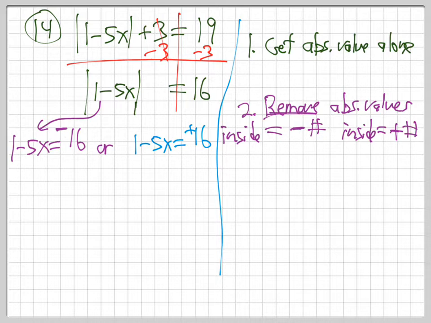So step 1, get the absolute value alone. Step 2, remove the absolute values. And the inside is the negative number and the positive number. And then just solve both those equations.